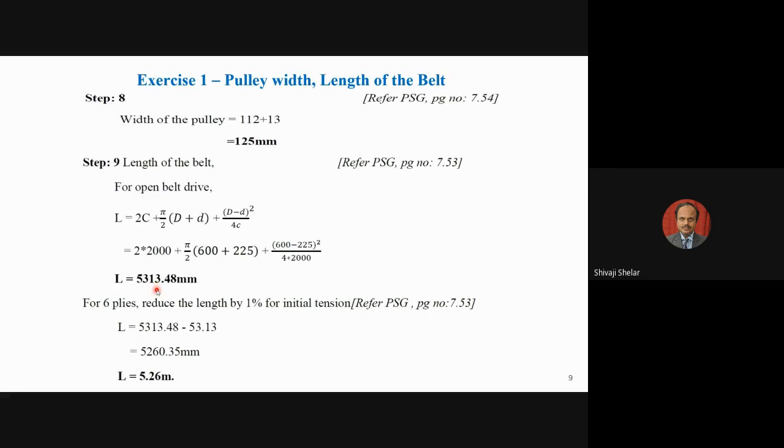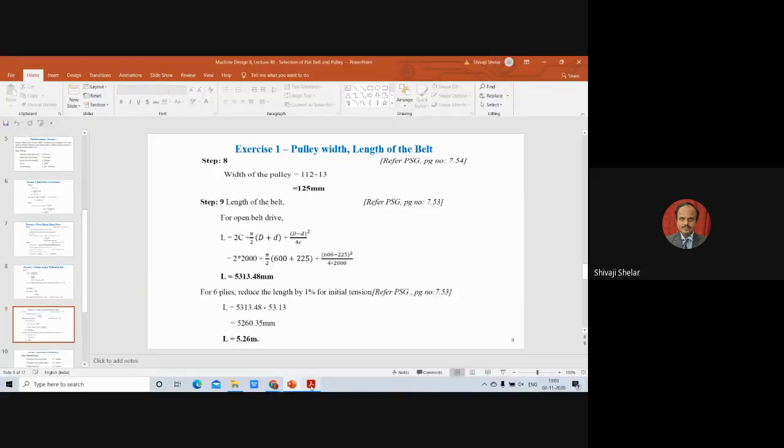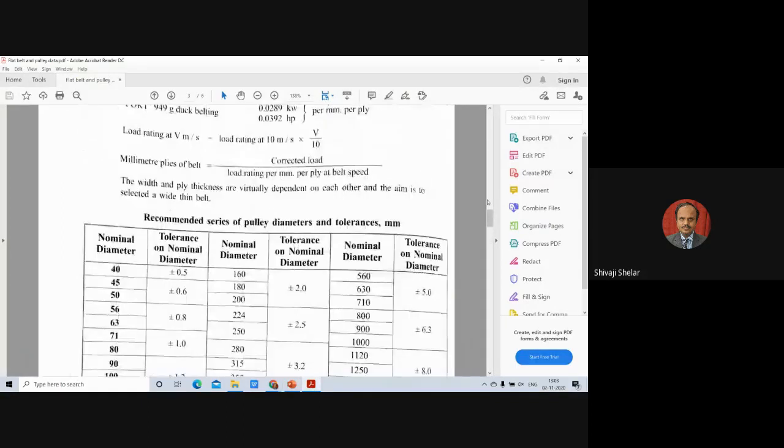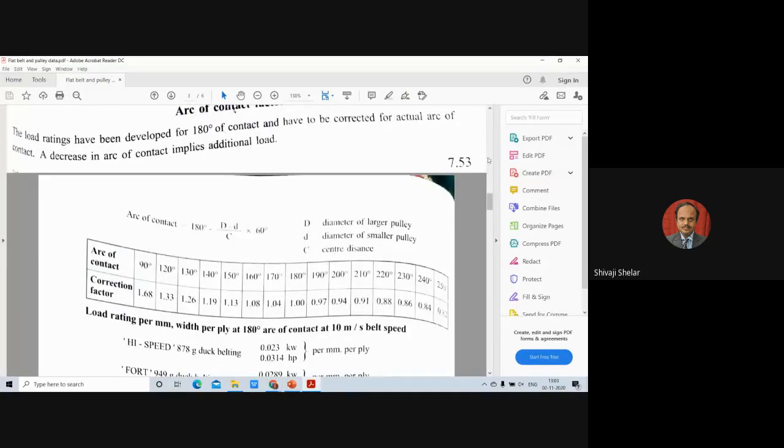So how much does it have to be shortened? That depends upon the number of plies. That table, the data, is also given in PAG 7.53. You can see here on page number 7.53, below the formulas.